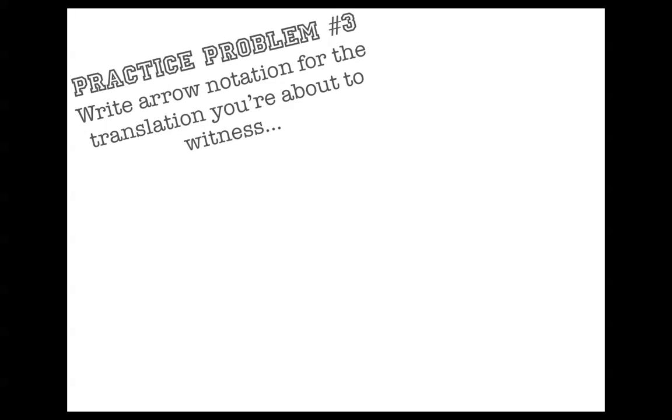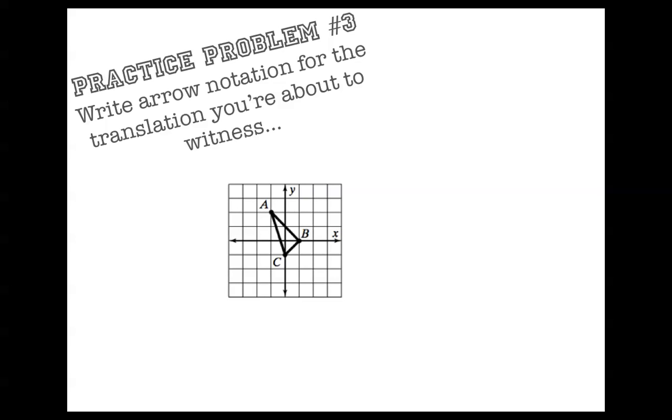All right, one more practice problem for you and then you're done. I want you to write arrow notation for the translation that you are about to witness. All right, here's triangle ABC. Here's triangle A prime, B prime, C prime. Write arrow notation, x, comma, y, and then an arrow, and then x plus or minus something, comma, y plus or minus something, to show what happened to triangle ABC to turn it into triangle A prime, B prime, C prime. All right, that's it.